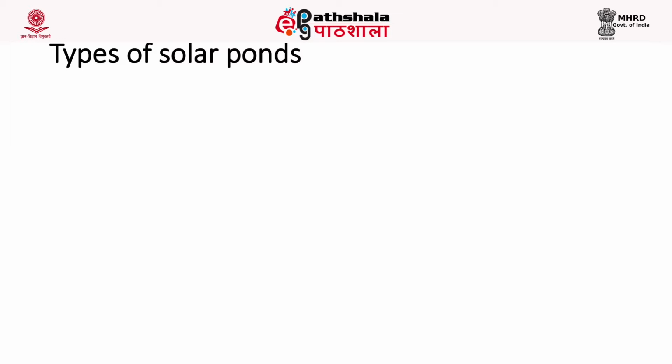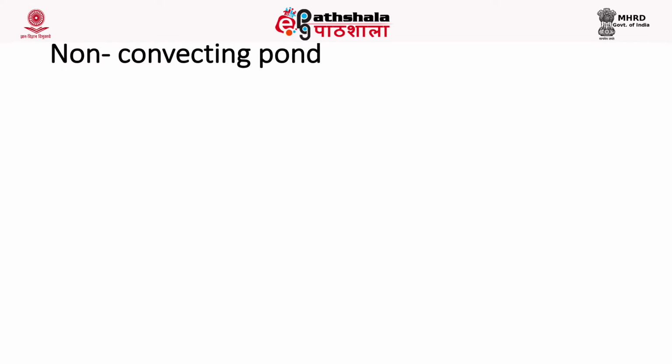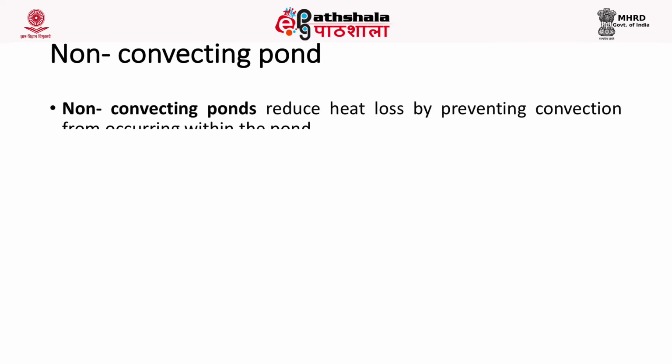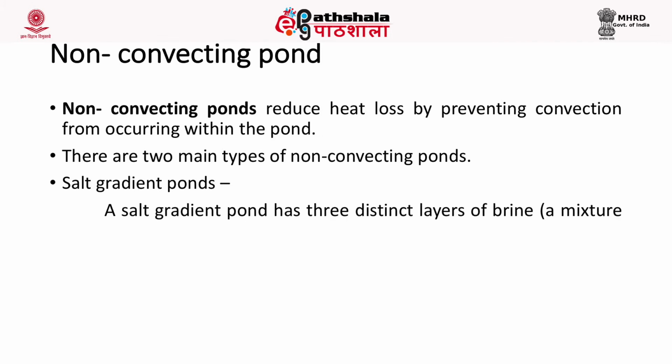What are the types of solar ponds? Solar ponds are divided into two main categories: non-convecting ponds and convecting ponds. A non-convecting pond reduces heat loss by preventing convection from occurring within the pond. There are two types of non-convecting ponds: salt gradient ponds and membrane ponds.